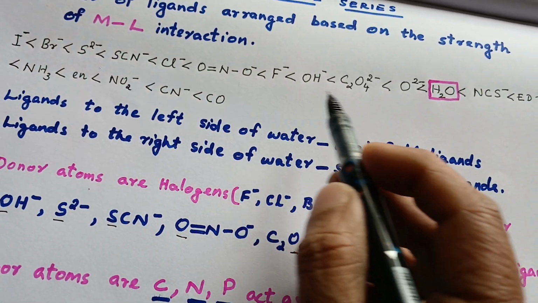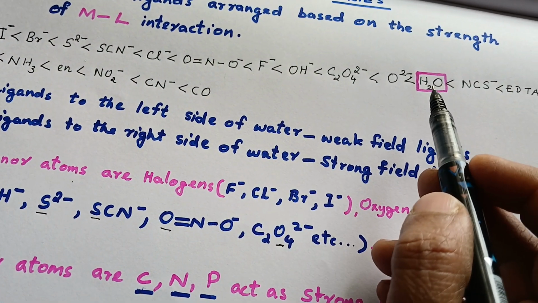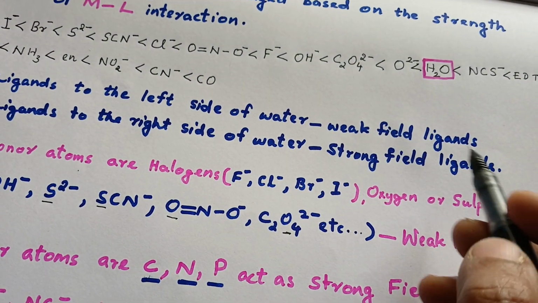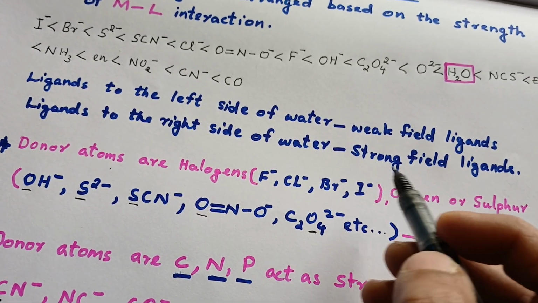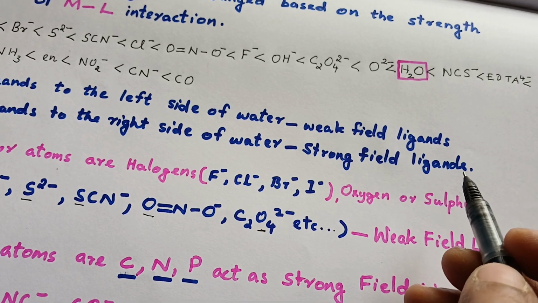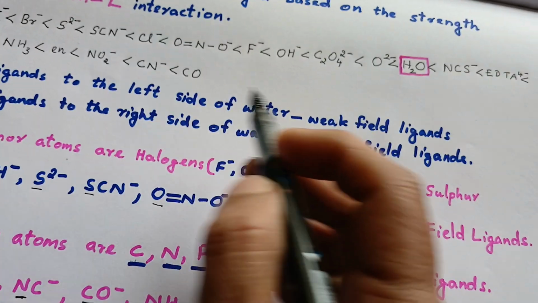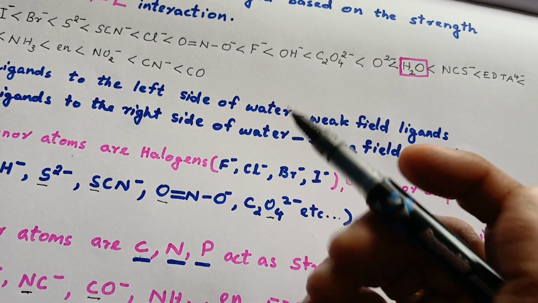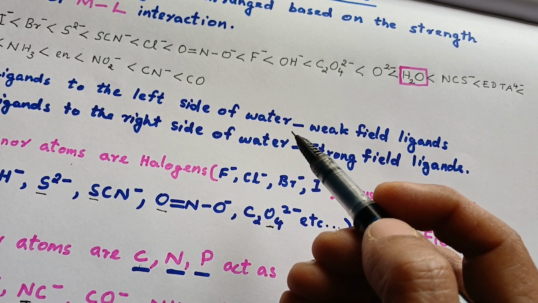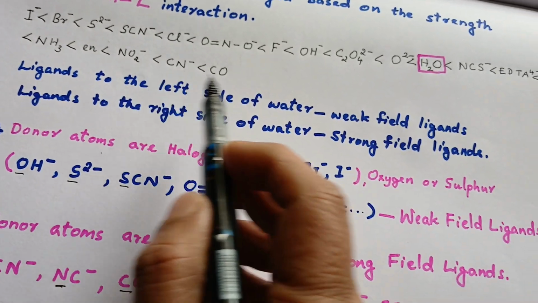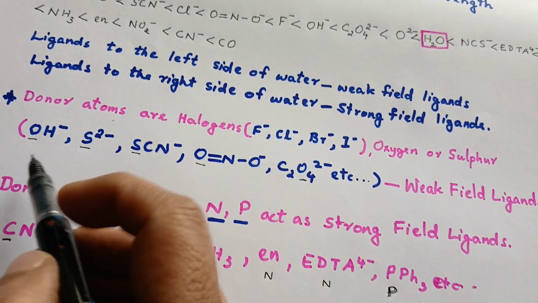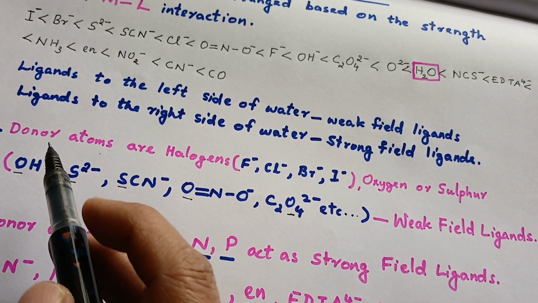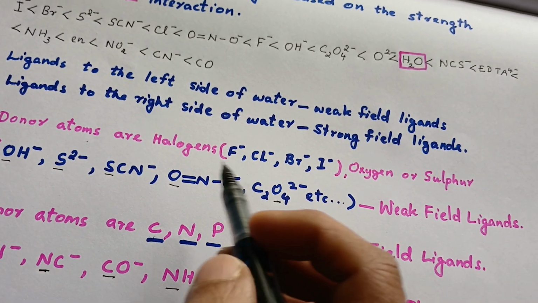Now in this series we can say that the ligands towards the left of water are weak field ligands, and the ligands to the right side of water are strong field ligands. If you know this series by heart, it is quite easy for you; for some people it is easy, for some it is not so easy. So if it is not easy for you to learn all this by heart, you can use a trick. That is, when you see a ligand, try to find the donor atoms in that ligand.